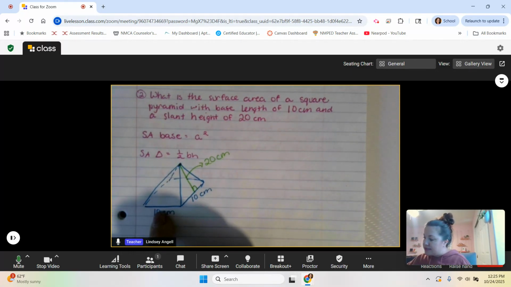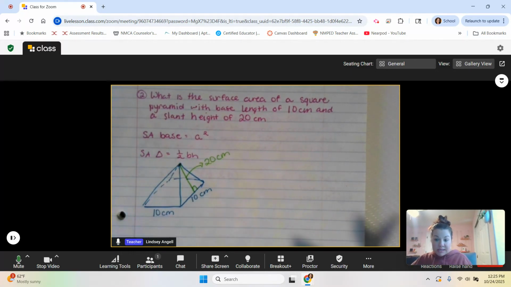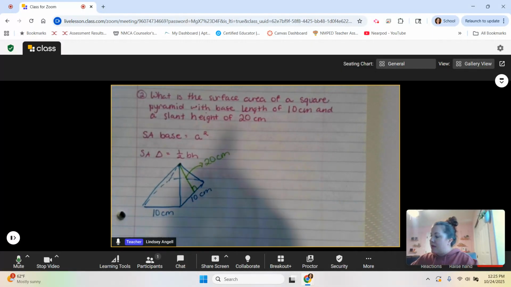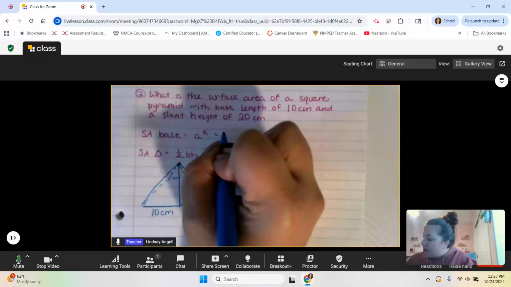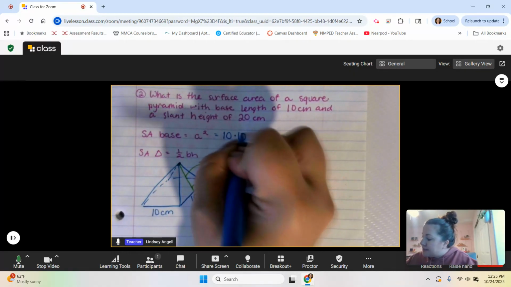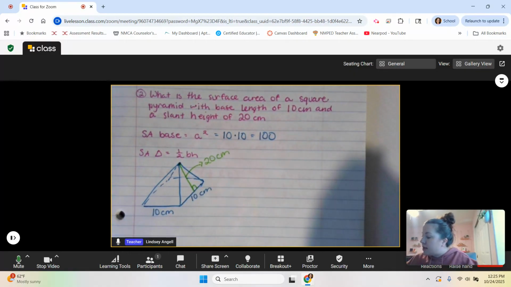Now that's important because one, I can find the area of the base just by doing A times A, or like this times this, right? Length times width is another way we can think of it. That's going to give me the area of my base, which in this case is 10 times 10, or 100.